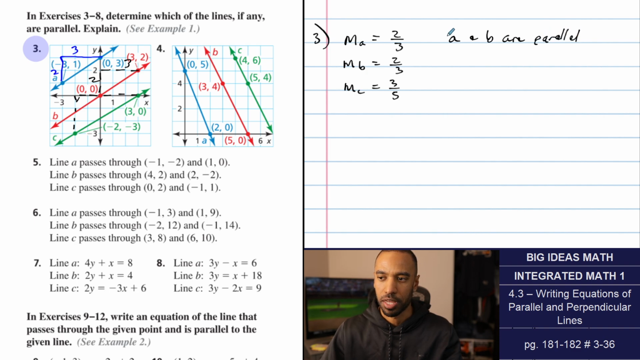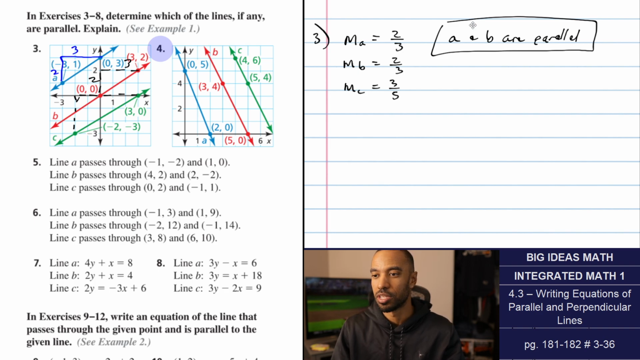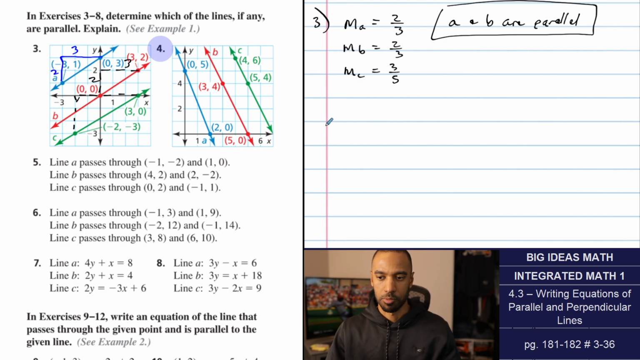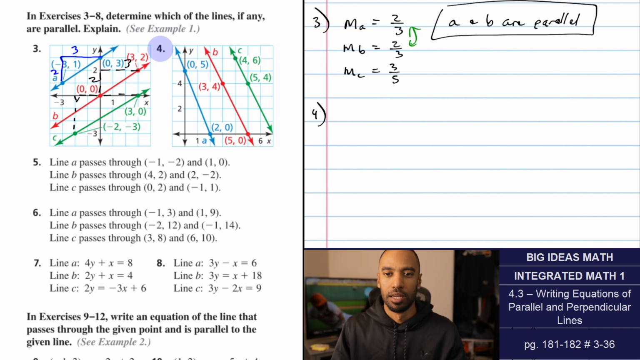Line C is just its own thing, right? Now, it did state which of the lines, if any, are parallel. I do wonder if we're going to end up getting into some where none of them are parallel. That could be the case. Now, they said explain. My slopes are my explanation. Same slope is what we're looking for, right? Let's match those up. Boom, boom. Okay, number 4.